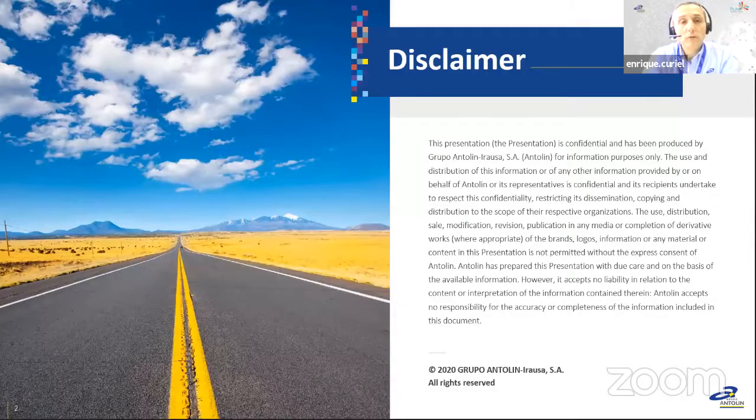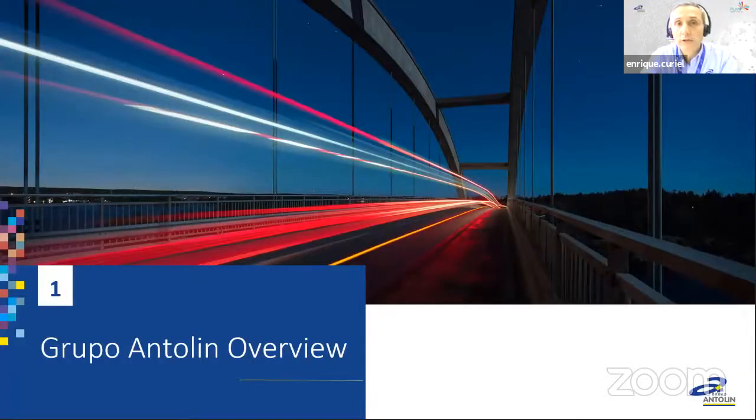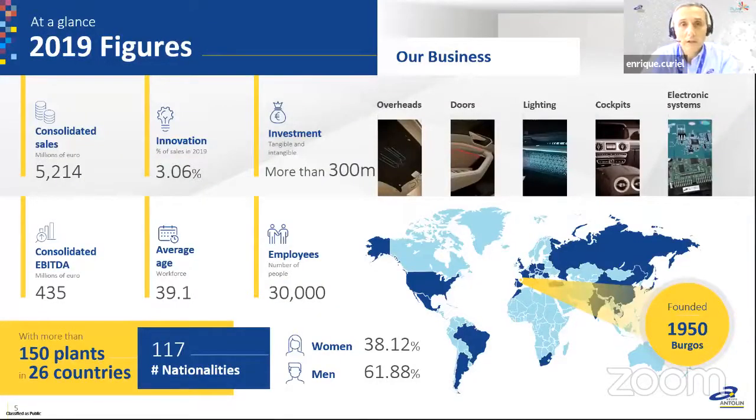Grupo Antolin, maybe you know, is a global supplier of technical solutions for the interior of the car. It is one of the largest manufacturers of vehicle interior parts in the world. The company has nowadays more than 150 factories in 26 countries with more than 30,000 employees around the world. And we offer products with high added value to outfit automobile interiors through 4 business units: overhead systems, lighting, integrated electronic systems, and a new big business unit, cockpits and door trims.